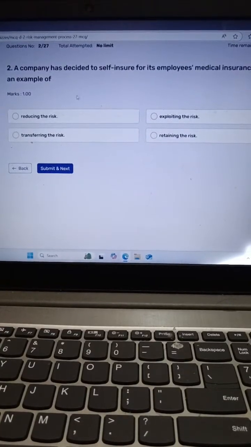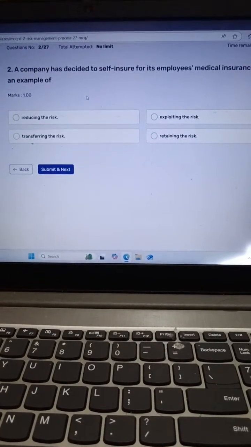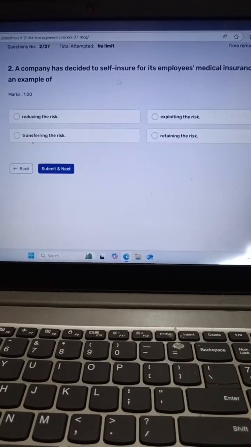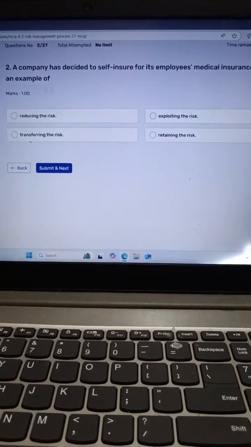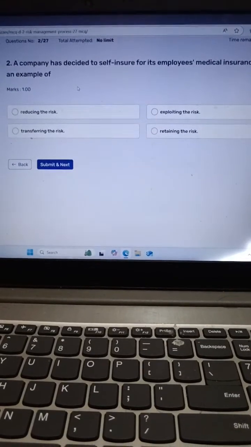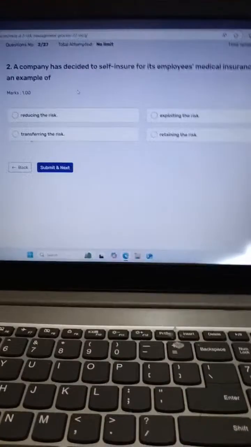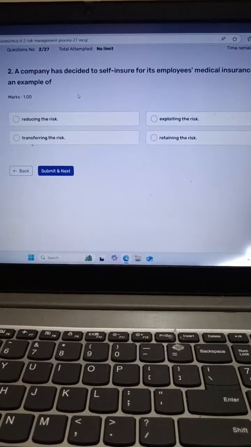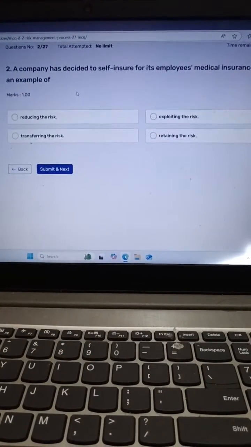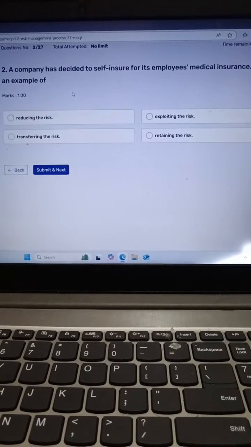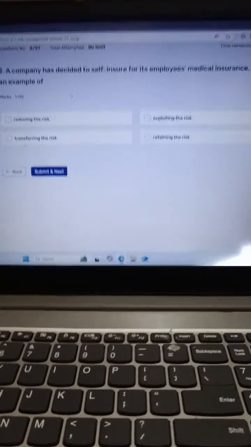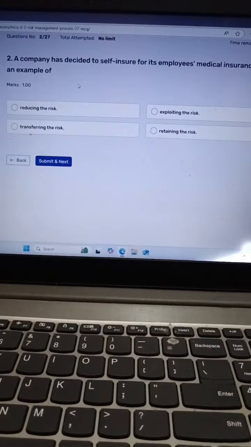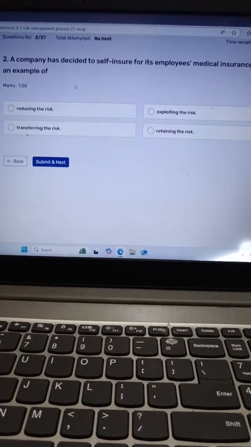Question number two. This is a very short question. The company has decided to set up insurance for its employee medical insurance. This is an example of what? The company is proposing to make medical insurance for all employees. It means the company is trying to reduce the risks.